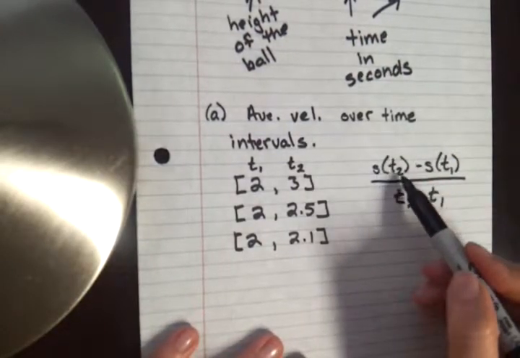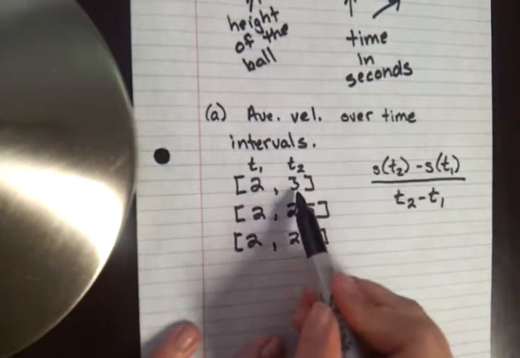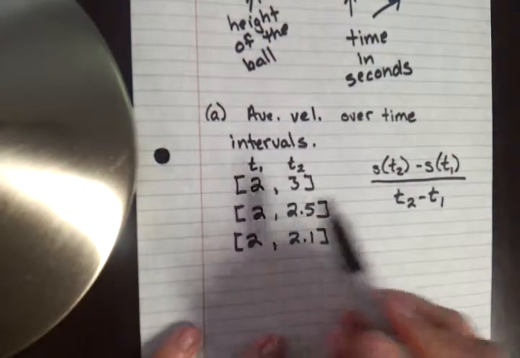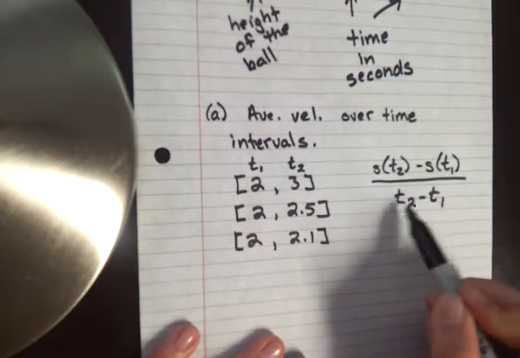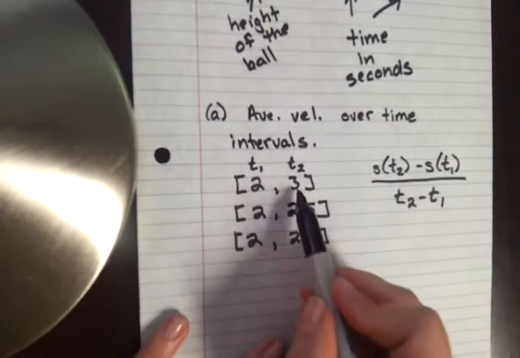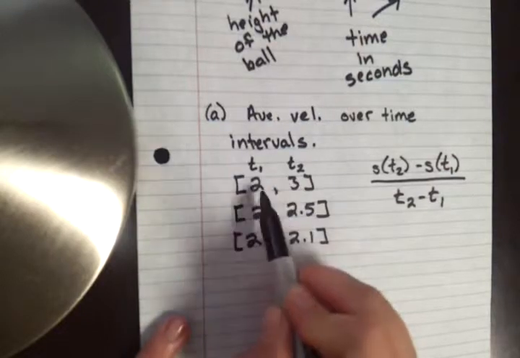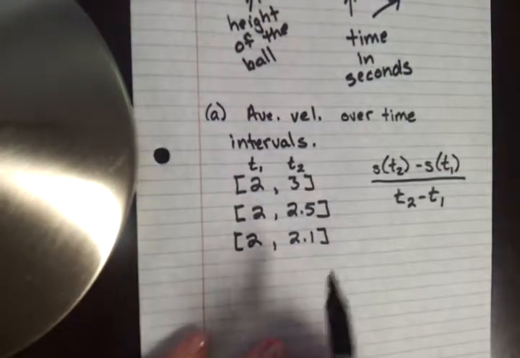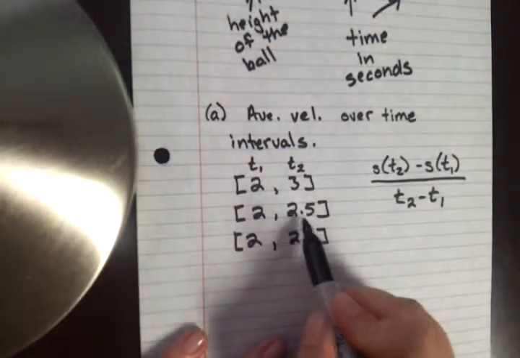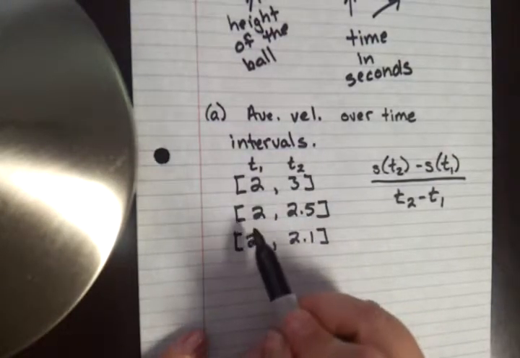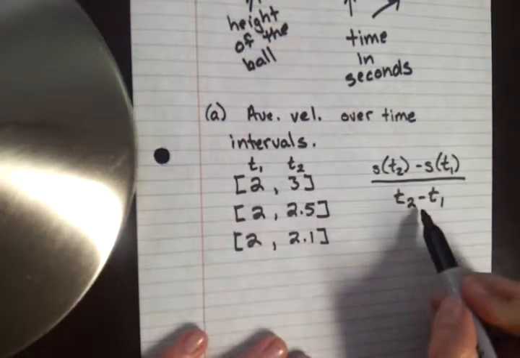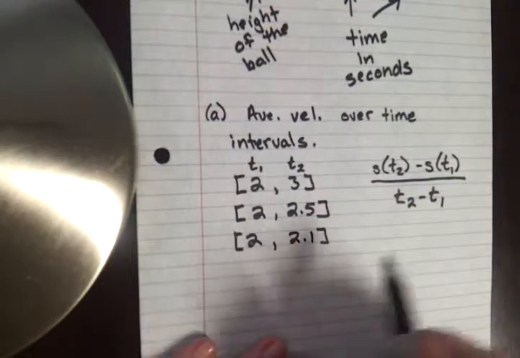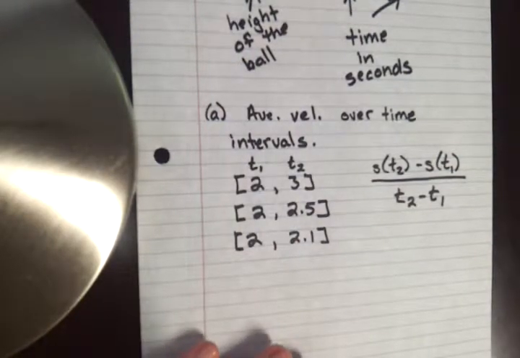So that's the function where we put in whatever the value in t2 is, minus the function where we put in whatever the value in t1 is, and then we divide that by the difference between t2 and t1. So t2 minus t1, 3 minus 2, there's going to be a 1 in the denominator when we do it for that first interval. T2 is 2.5, T1 is 2. We subtract those two. When we do this interval, there's going to be a 0.5 in the denominator. And for this one, 2.1 minus 2, there's going to be a 0.1 in the denominator when we do this.